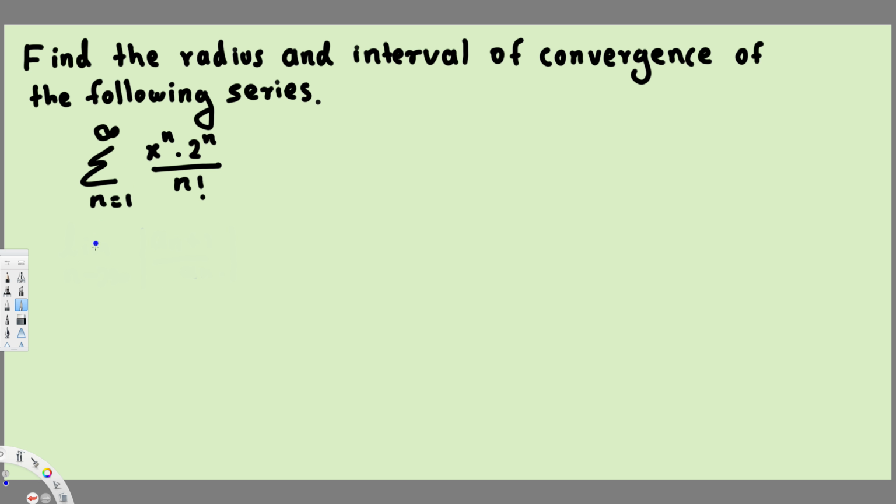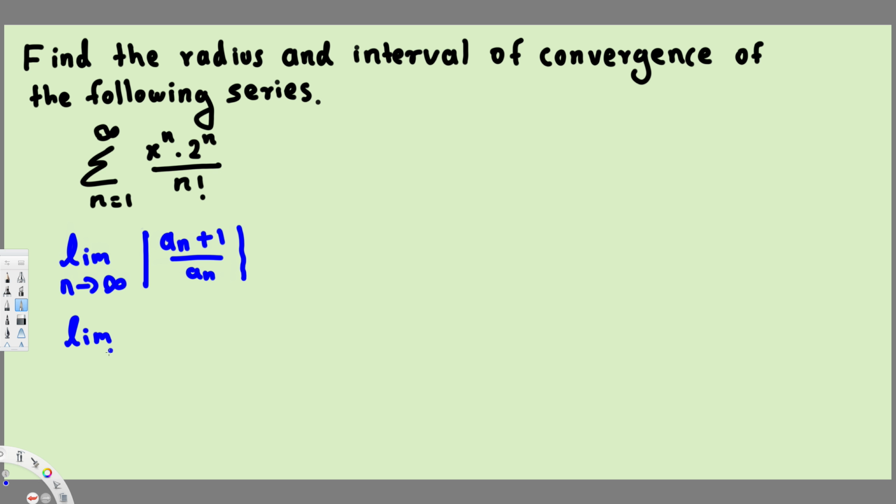So if you take the ratio test, this is going to be the limit as n approaches infinity of the absolute value of a_(n+1) over a_n. So this is the ratio test generic pattern. Now let's go ahead and do that for this one.